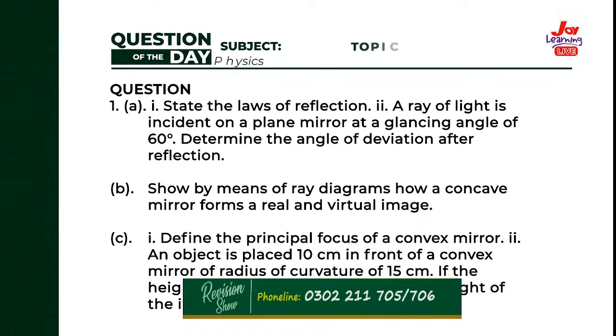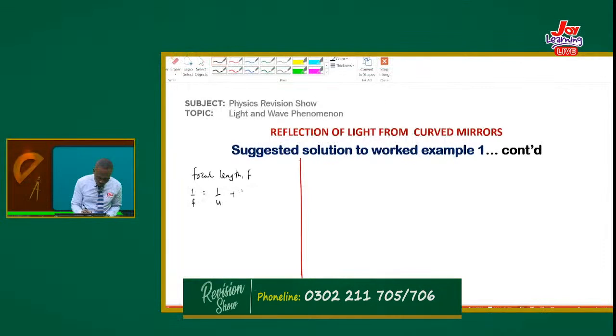So 1 over F is equal to 1 over U plus 1 over V. Mind you, we are still using the real is positive sign convention. We're looking for focal length. So 1 over F is equal to, our U was 30, then our V was minus 10, so plus 1 over minus 10. This will give me 1 over F is equal to 1 over 30 minus 1 over 10. So we can solve that one out.